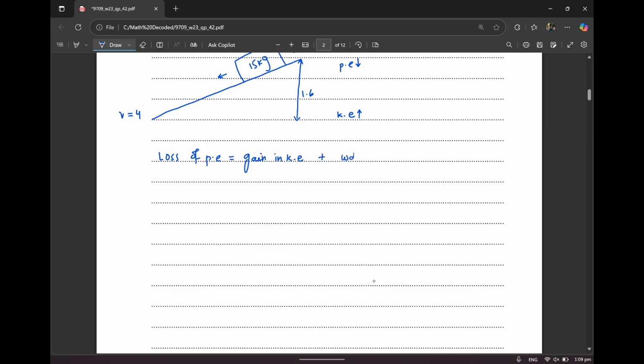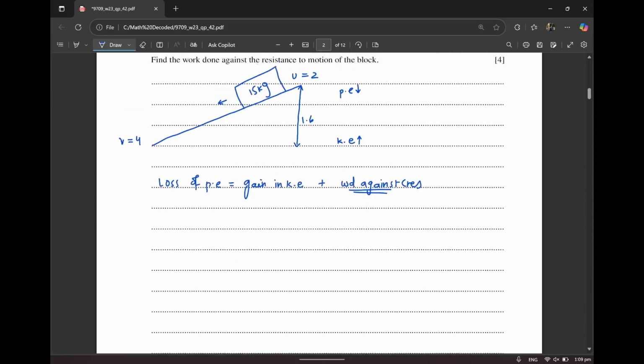plus the work done against resistance. And this is basically what they want us to find out. This is what we need to find out. Anyways, let's work on the loss of potential energy first.